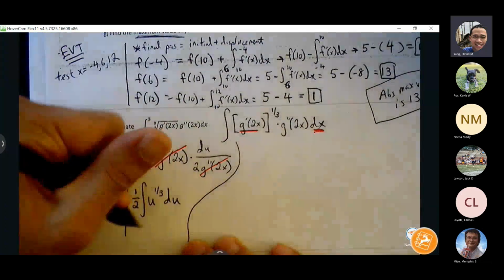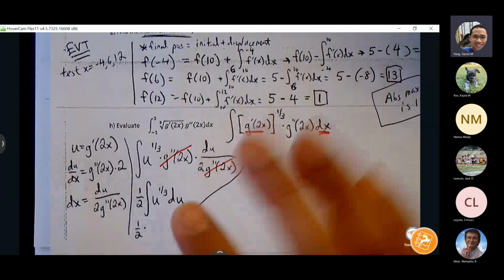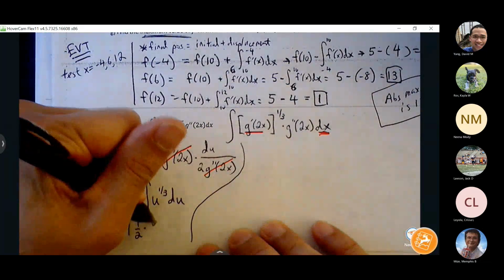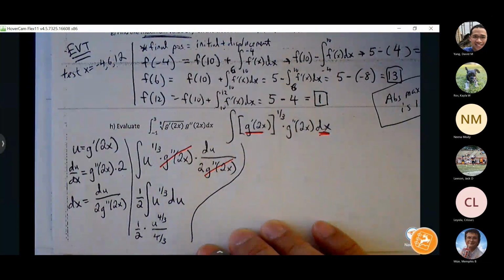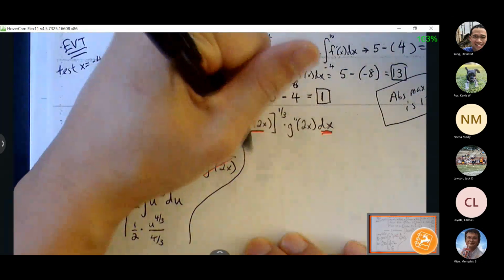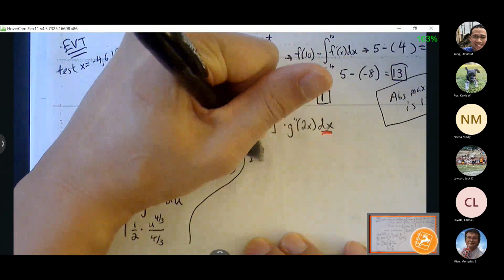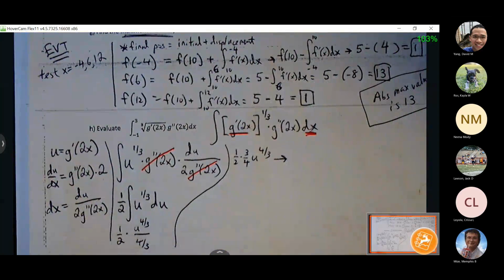Okay, so we go through power rule. Add 1 to 1/3, so we get 4/3. Flip that 4/3 up, that's 3/4. 1/2 times 3/4 gives me 3/8.